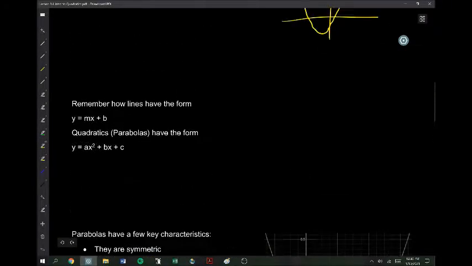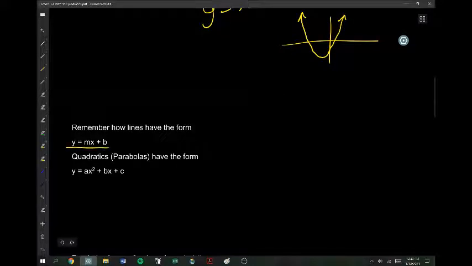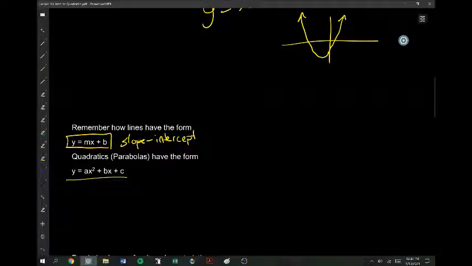Okay, so know how lines can take the form y equals mx plus b? This was our slope-intercept form of a line. The slope is m and the y-intercept is b. Well, quadratics take the form y equals ax squared plus bx plus c, where a, b, and c all represent numbers. Typically they're integers, positive or negative whole numbers.